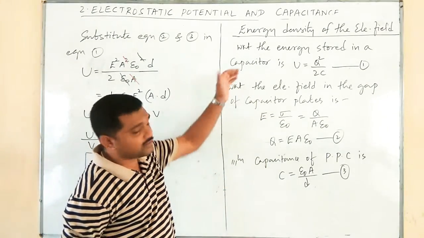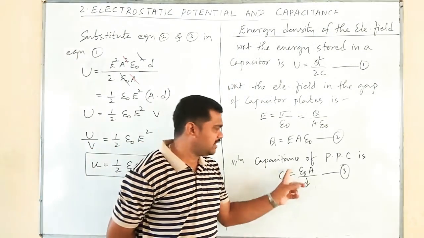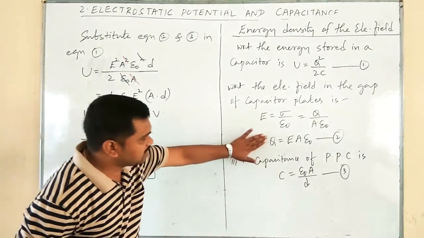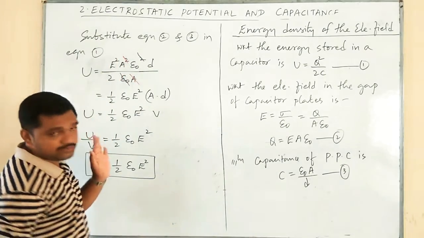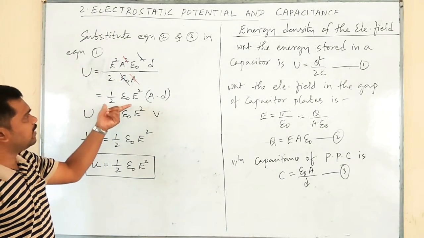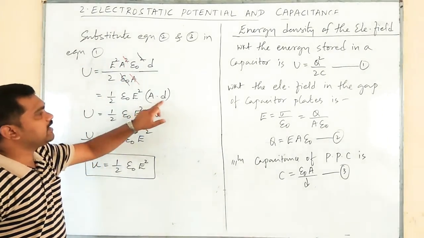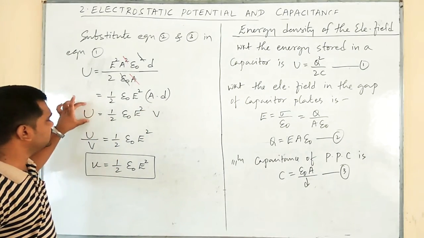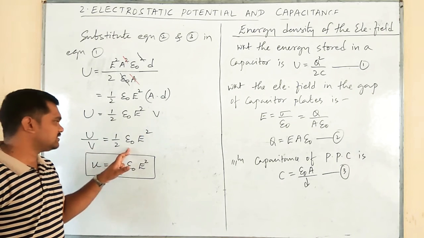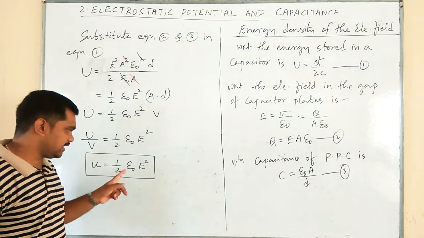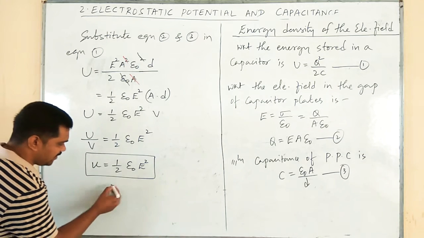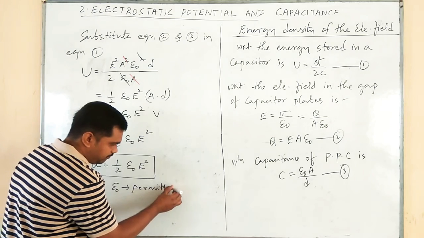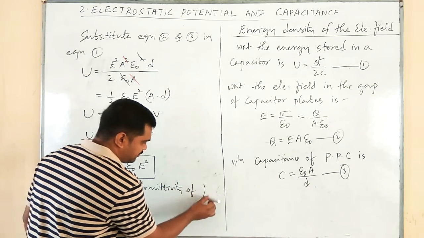Next, capacitance of the parallel plate capacitor is given by C is equal to epsilon naught A by D. That is equation number 3. On substituting equation 2 and 3 in equation number 1, we get up to this. Here, area into distance gives us volume. Next, energy per unit volume gives us half epsilon naught E square. Epsilon naught here is what? Permittivity of free space.